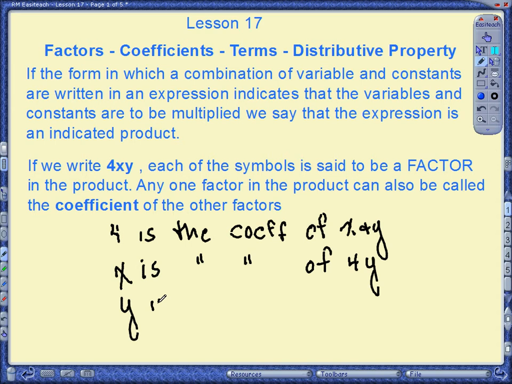We could say y is the coefficient of 4x. Usually we use the word coefficient merely to mean the numerical coefficient, which is 4.